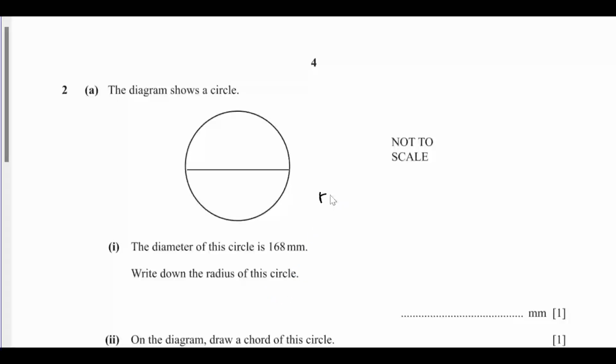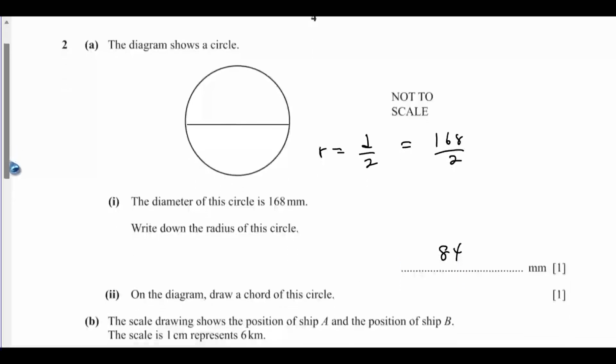So the radius of the circle is half of the diameter. So we can easily divide 168 millimeters by 2, and that will be 84 millimeters. Roman figure 2: on the diagram, draw a chord of this circle. A diameter is also a chord, which is also correct.